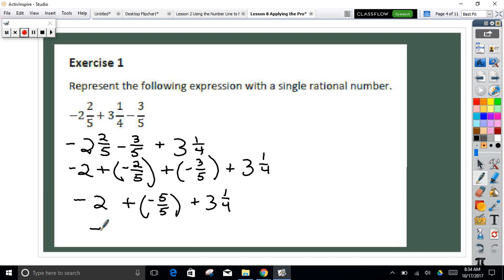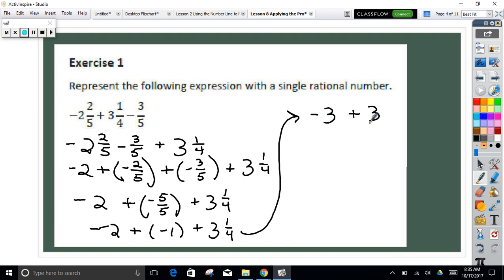Okay, so we have negative 2 plus negative 1 plus 3 1/4. Now this is pretty easy to do. I have negative 2 plus negative 1, which is negative 3, plus 3 1/4. If I have negative 3 plus 3 1/4, what is the sum of that? Violet? 1/4, just 1/4.